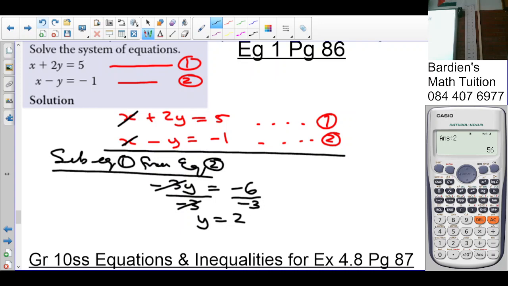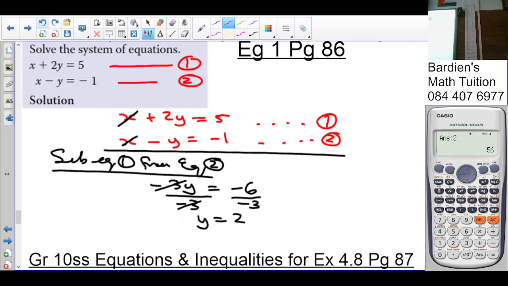Sir, what if there was a coefficient on... Yeah, that's the next question. That's the next example. Nice, you're thinking far ahead of us. You want to make our lives difficult, no? But you're right, it's coming.